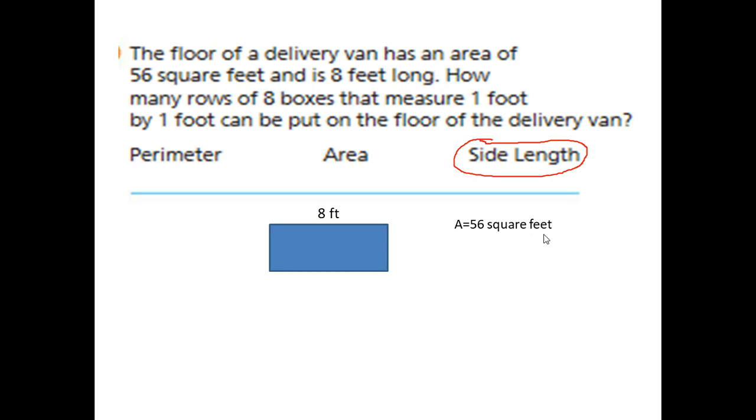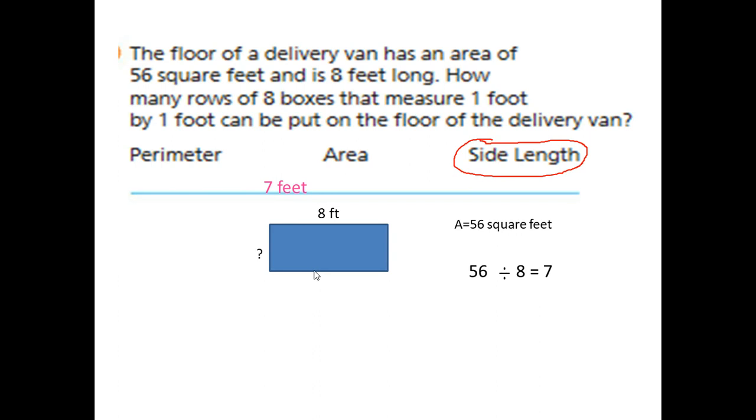We've learned in previous classes that what I need to do here is divide the area by the side length that they are giving me. 56 divided by 8 equals 7. Why? Because I know that 8 times 7 equals 56. Remember that a division is a backwards multiplication, okay? So I already found my side length, which is 7 feet.